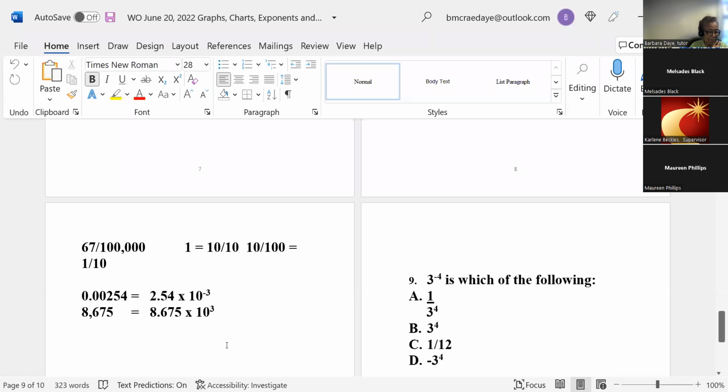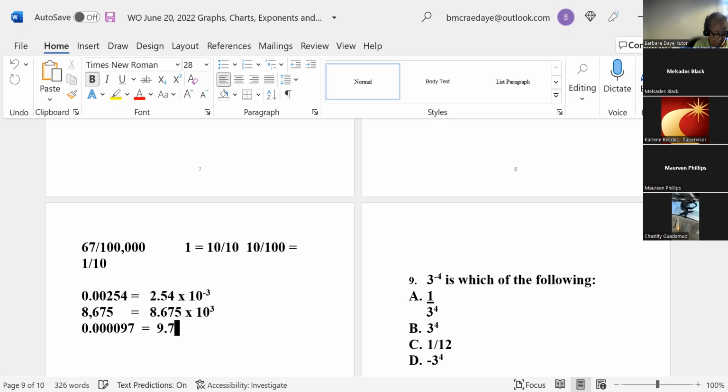So let's just take another one. 0.000097. Mercedes, what would that one be? Put the point between the 9 and the 7. That's it. Very good. 9.7. And then always times 10. How many places did you move it?